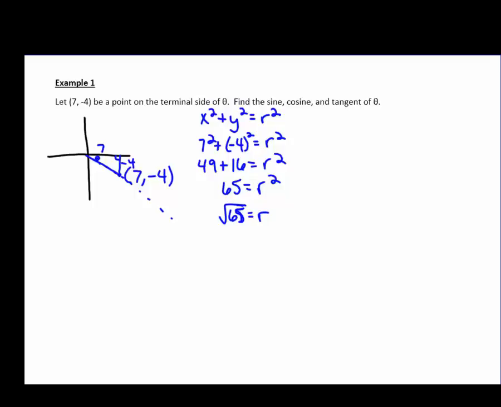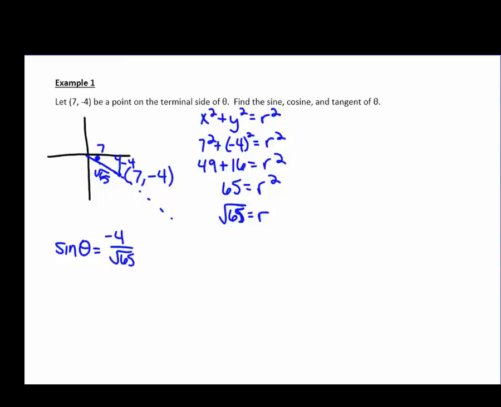We cannot simplify that because 65 only breaks up into 5 and 13, and both of those are prime, not perfect squares. Okay, so now we have all of our values, and we can find the sine of our angle. When we look at this angle here, our opposite side is -4, and the hypotenuse is the square root of 65. Remember, we just found that. And we can label that up here if that helps.